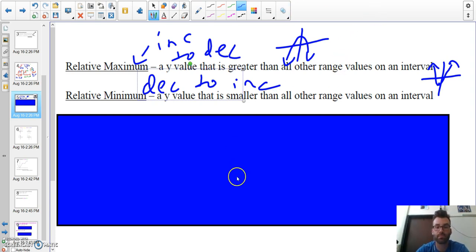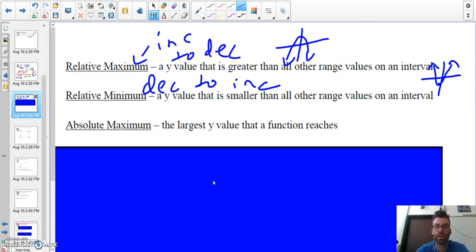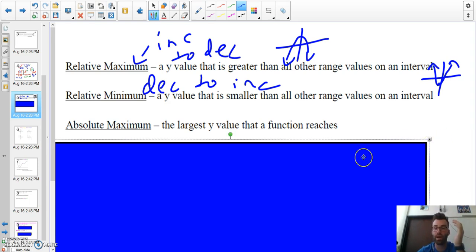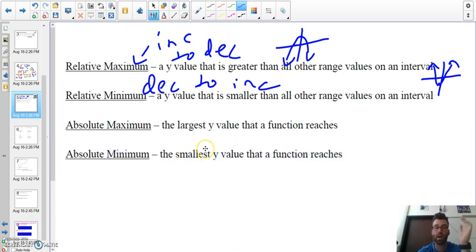And we have these things called absolute maximums. Absolute maximums are the actual maximum of your function, and absolute minimums are the absolute minimum of your function. That means it is the highest possible point on your function or the lowest possible point on your function. So in these two examples I drew, this would be an absolute maximum, and this would be an absolute minimum as well.